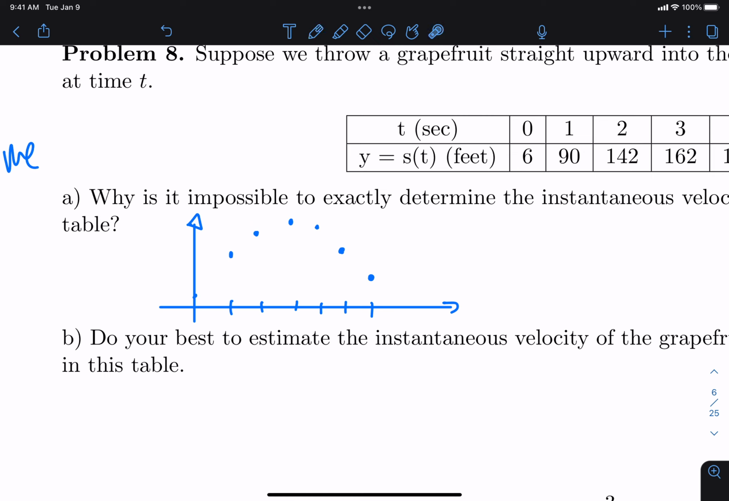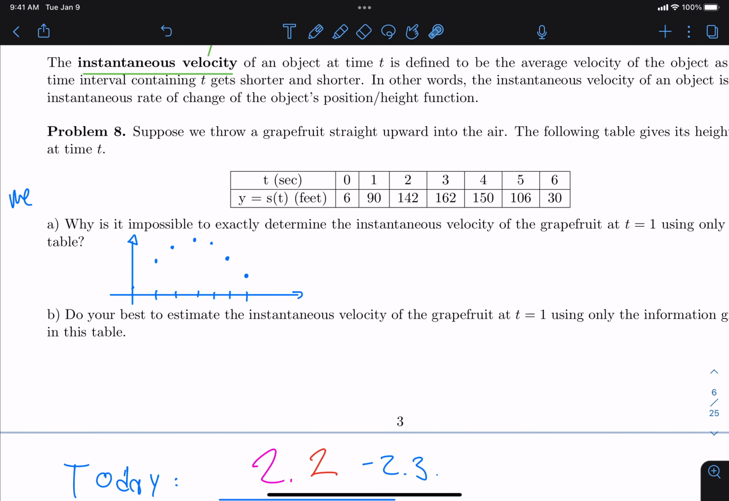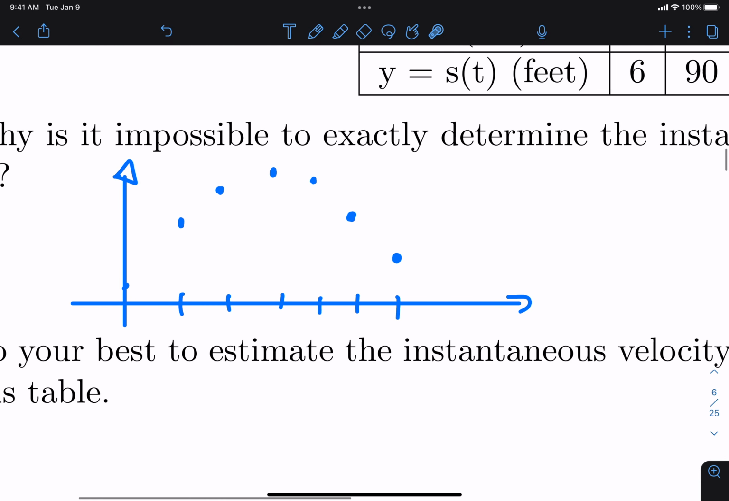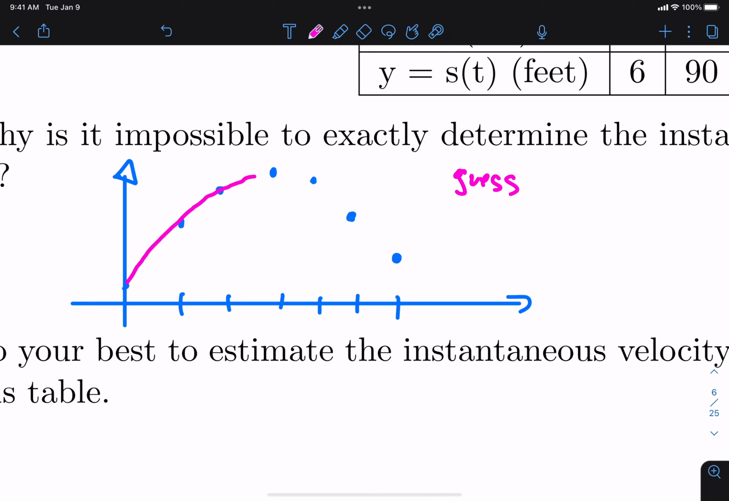Who knows? You could connect these points by a picture which looks like this, right? Although it wouldn't make much sense given what we know about gravity. But the point is, we don't actually know what this curve looks like. So we can't actually determine what the slope of the tangent line is. However, what you might imagine is the following. You might guess that the picture looks something like this, based on what you know about grapefruits being thrown into the air.